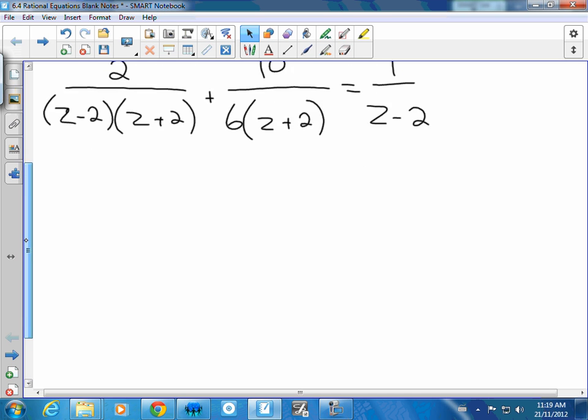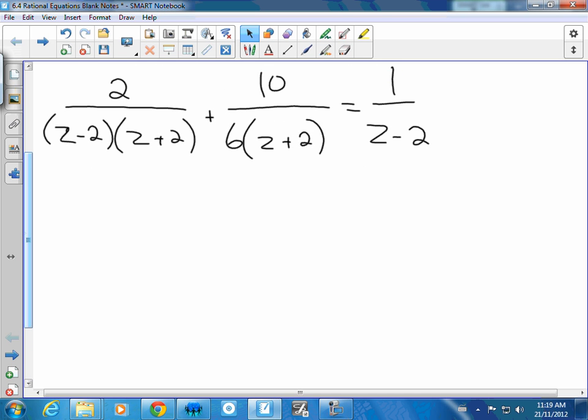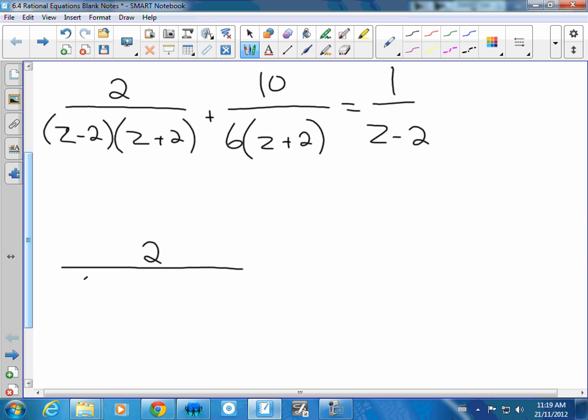Now, normally when we do this, like when I did this 1/2 x, where did I put my 2? Top left or top right? Top left. Why do I put it on the top left and not the top right? So it doesn't look like an exponent. Keep the same habit. Okay, so here's my first one. My first term is 2 over z minus 2, z plus 2. Is that right? That's my first term.